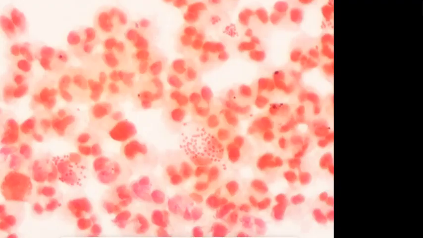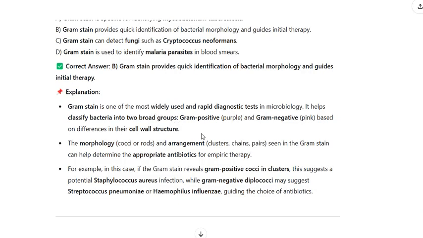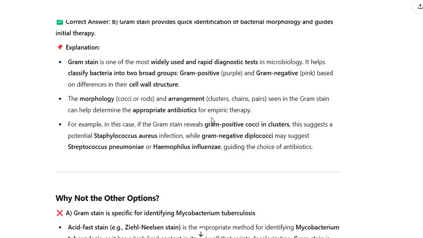structure. The morphology, cocci or rods, and arrangement, clusters, chains, pairs, seen in the gram stain can help determine the appropriate antibiotics for empiric therapy. For example, in this case, if the gram stain reveals gram-positive cocci in clusters, this suggests a potential Staphylococcus aureus infection, while gram-negative diplococci may suggest Streptococcus pneumoniae or Haemophilus influenzae, guiding the choice of antibiotics.